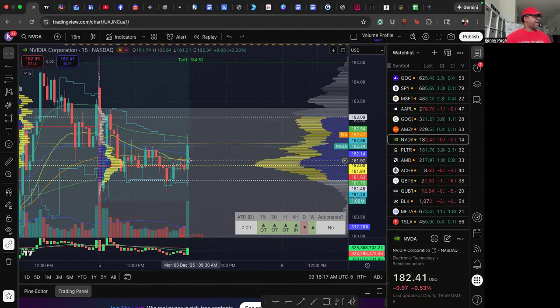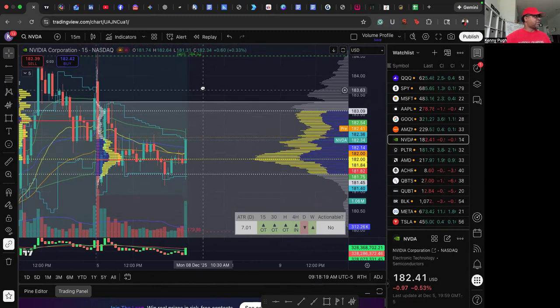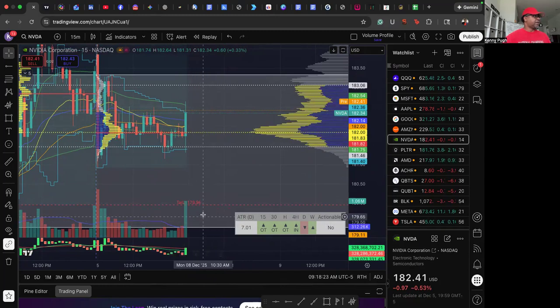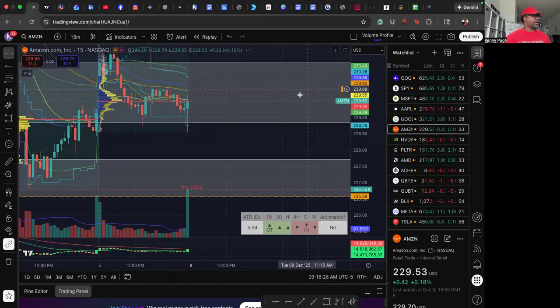For Nvidia, the EMAs are flat. We're in the middle of a zone. I don't typically take trades in the middle of a zone. I need it to either be at the lower end of a zone or the upper end of the zone. So Nvidia is not really on my radar for today.